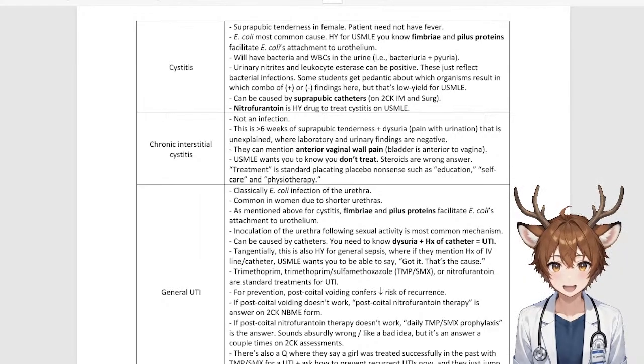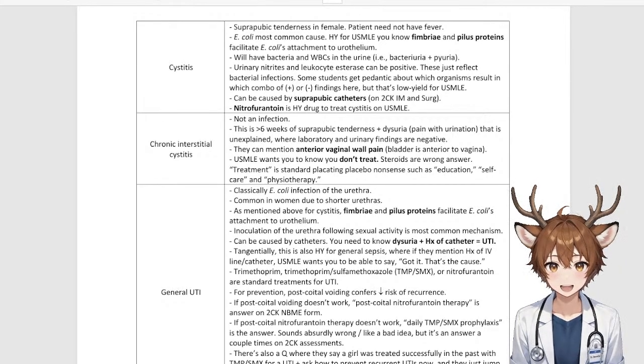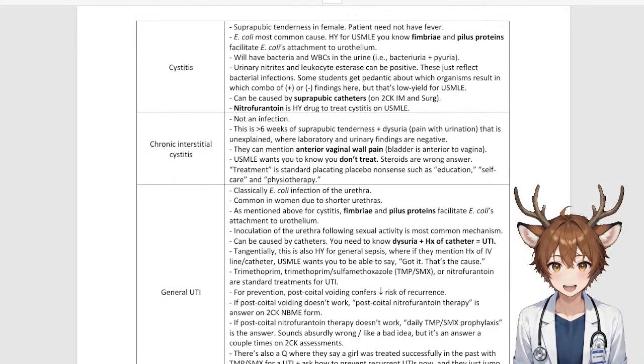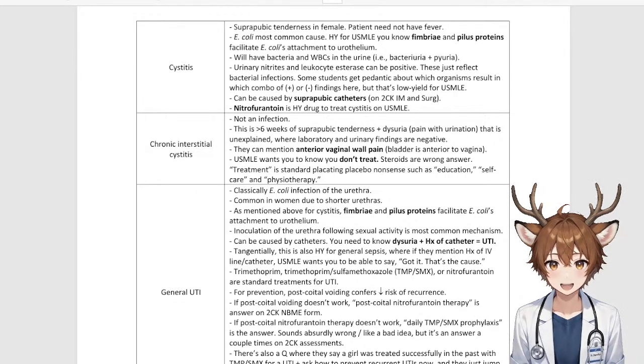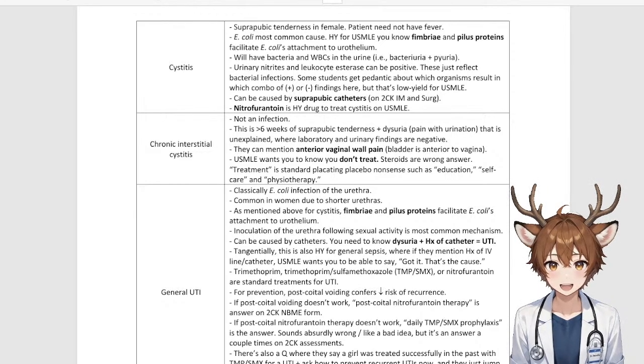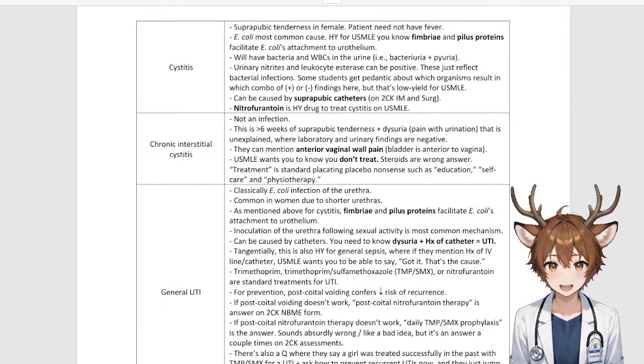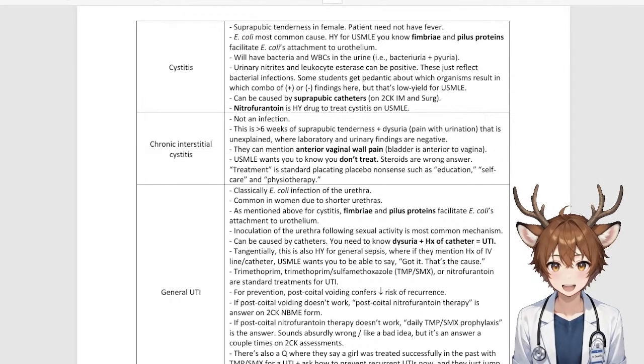Cystitis: suprapubic tenderness in the female. Patients need not have fever. E. coli is the most common cause. High yield for USMLE: fimbriae and pilus proteins facilitate E. coli's attachment to the urothelium. We'll have bacteria and white blood cells in the urine, i.e. bacteriuria plus pyuria. Urinary nitrites and leukocyte esterase can be positive.